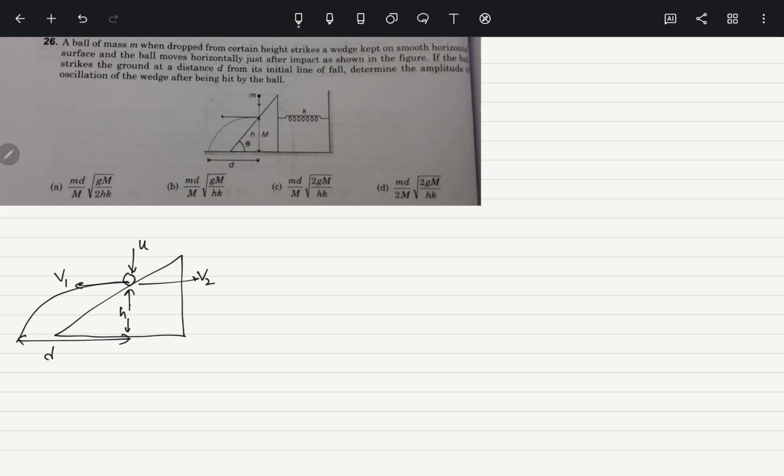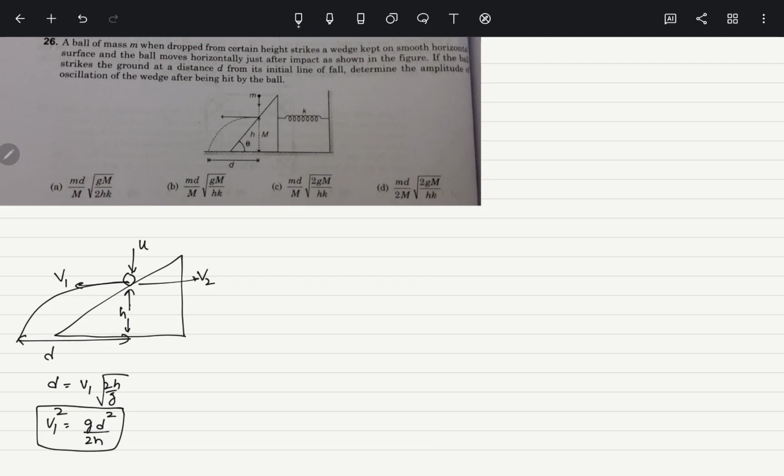So first of all, from projectile motion, we can write the value of v1. As we know, this is basically projection from height, so we can use the formula d equal to v1 root over 2h upon g. So from here v1 is nothing but, if we square, g d square by 2h. So this is v1 square. Let's see where we can use this one.